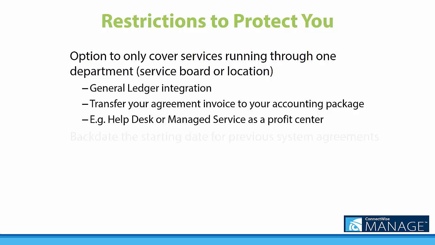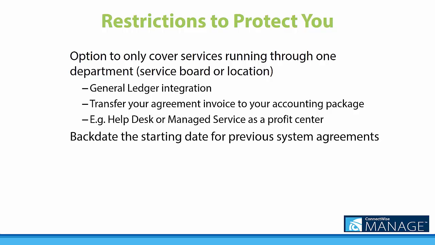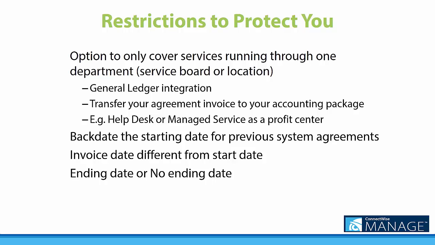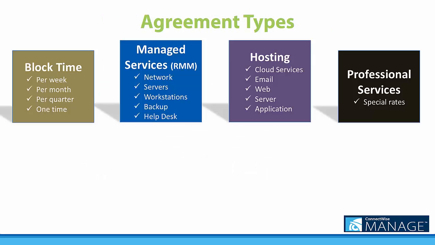Dating the agreement is a part of your agreement restriction options. For example, you can backdate the starting date of an agreement if you're transitioning from another system. You can choose your invoice date on the agreement to be different from your start date to meet the customer's needs or for billing prior to service month. And if you do not specify an ending date, the contract and the invoicing will continue until the customer proactively asks to stop it. Let's look at agreement types you might consider using.